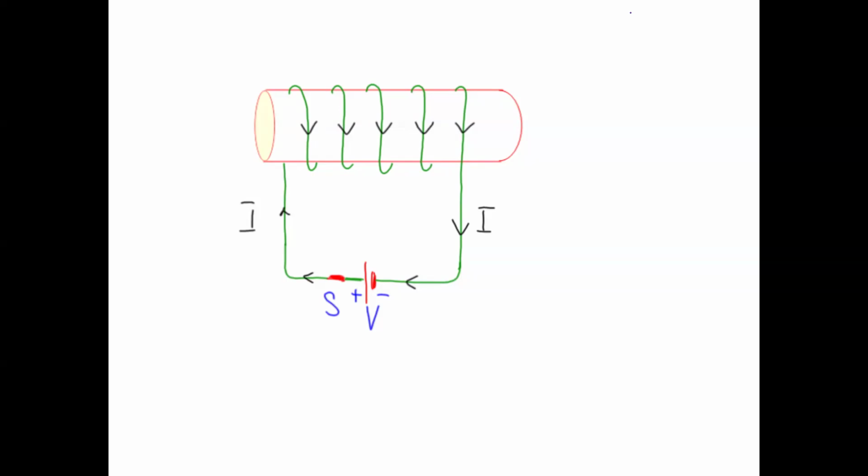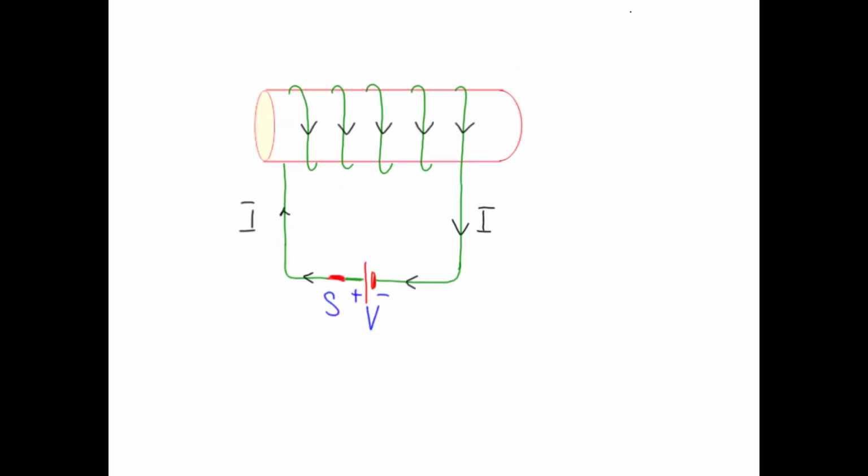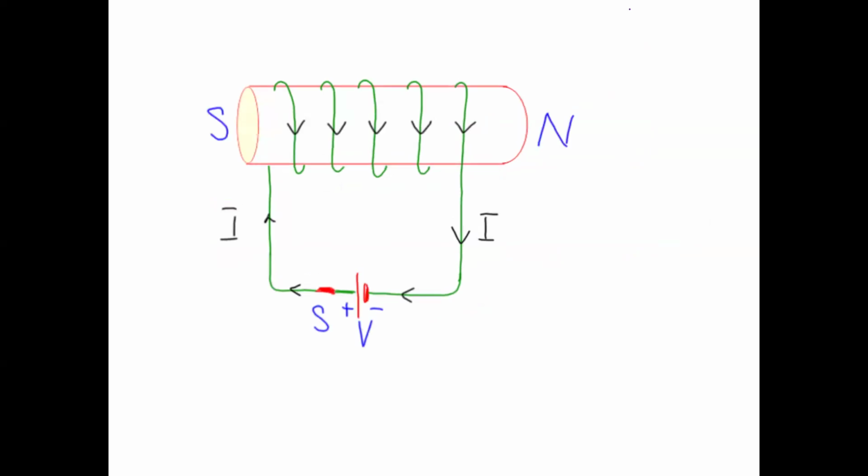How do we determine the current direction? The direction of current will be in the direction of the fingers. Look at the right hand rule. The fingers will be pointing in the direction of current. So now, how should I put my fingers here? Should I put it like this, option 1, or this, option 2? Okay. When I put it like this, north will be on the right side.